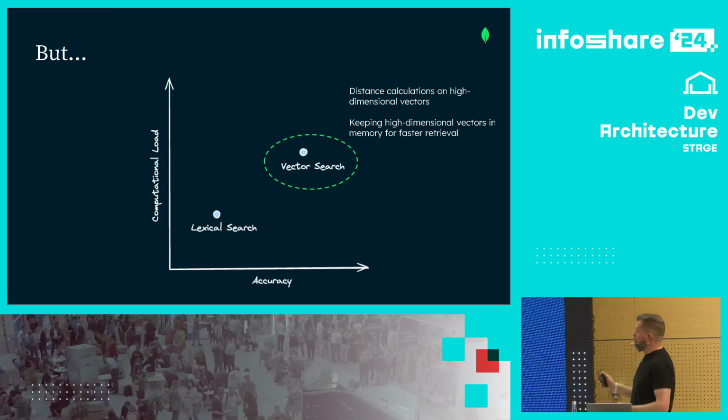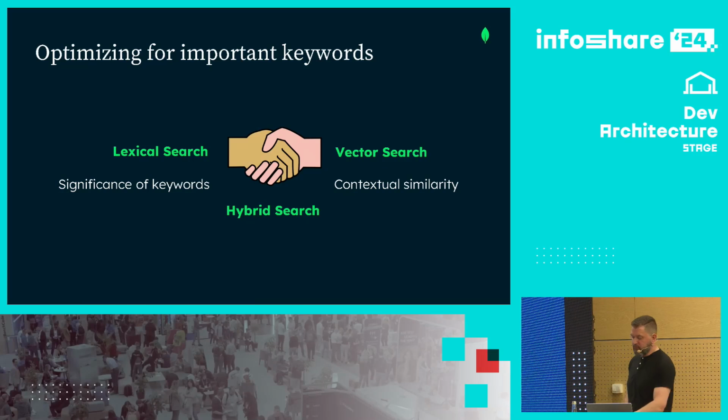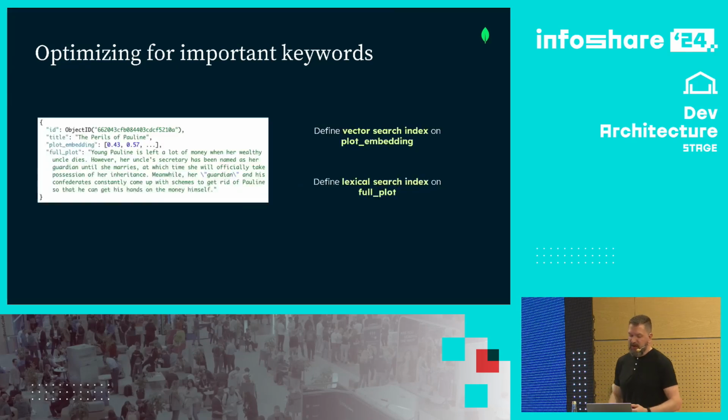Moving on, we have the next stage of scoring. The goal here is to push that system more towards the right on the accuracy axis. One way to do this is by combining traditional keyword search with vector search, which is hybrid search. This way we can optimize for contextual similarity as well as important keywords. But how does this work?